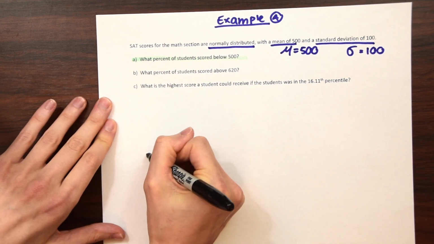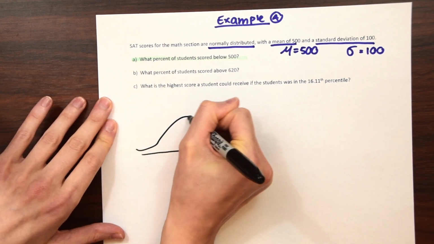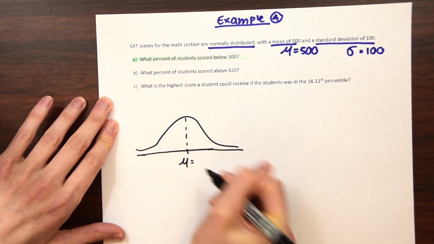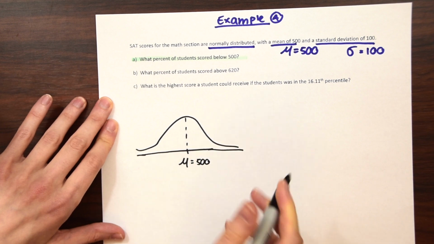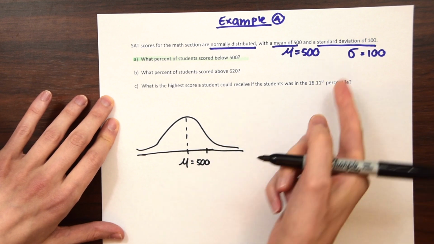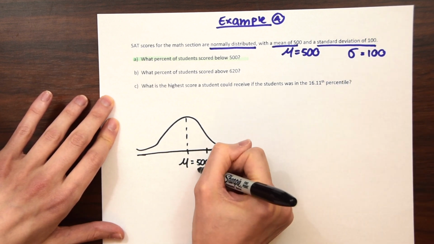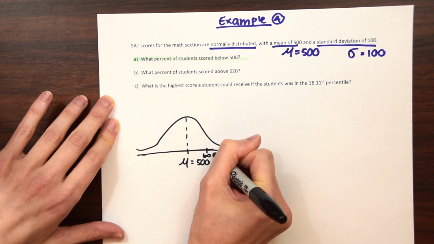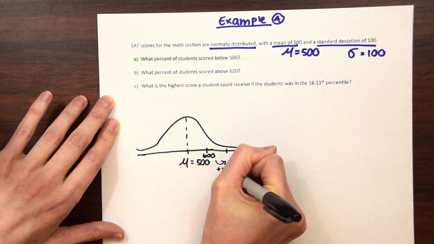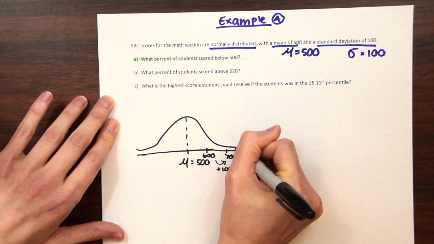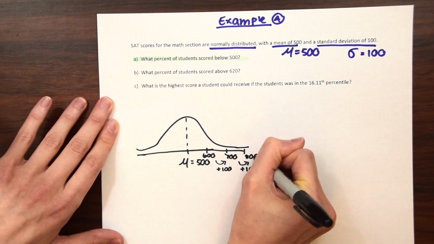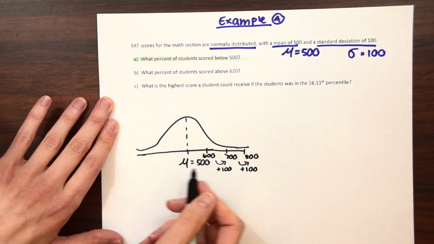So let's just draw out our curve. Remember, the mean always goes in the middle, so this is equal to 500. Now if we wanted to see one standard deviation above the mean, our standard deviation is 100, so we're just going to be adding 100 here, which gives us 600. Two standard deviations would be plus another 100, which gives us 700. And if we wanted to go a third standard deviation up, plus another 100, this gives us 800. And we're also going to go the other way.